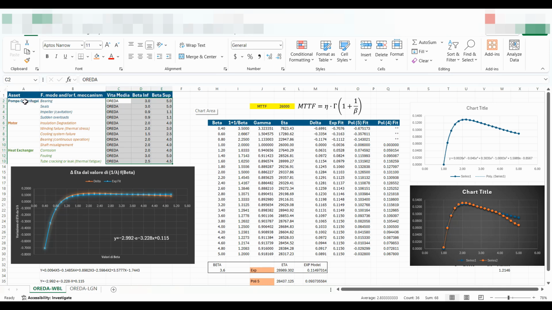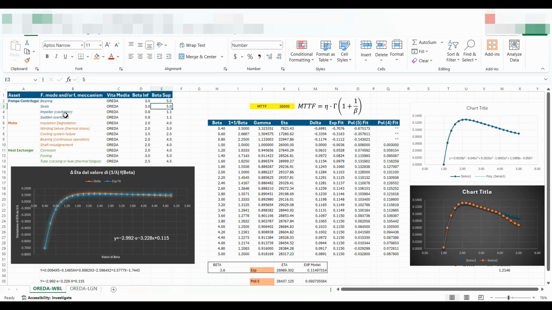So what we've done, we have some asset here, and we've got a centrifugal pump, a motor and a heat exchanger, and we've also collected some failure modes and failure mechanisms, say for example for the bearing. We have investigated the range of beta, in terms of the lower value and the upper value of the shape parameter, and the information we collected indicates we have a variation between 3 and 5. The same thing matches for the seals. We have a variation of 3 and 5.